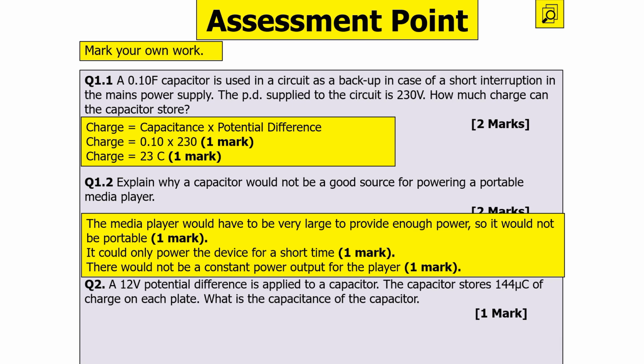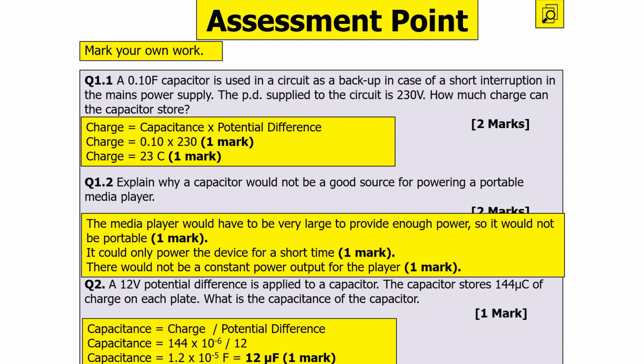a constant power output. Now in this next one, you can say capacitance is equal to charge over potential difference. We know what the charge is. It's 144 times 10 to the minus 6. We divide it by the potential difference of 12 to get 12 microfarads out.